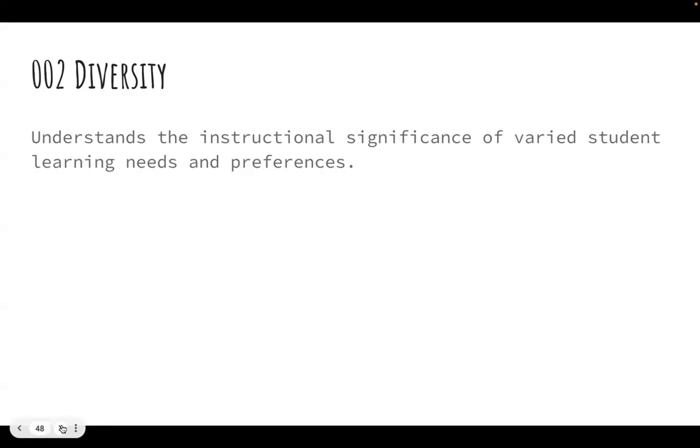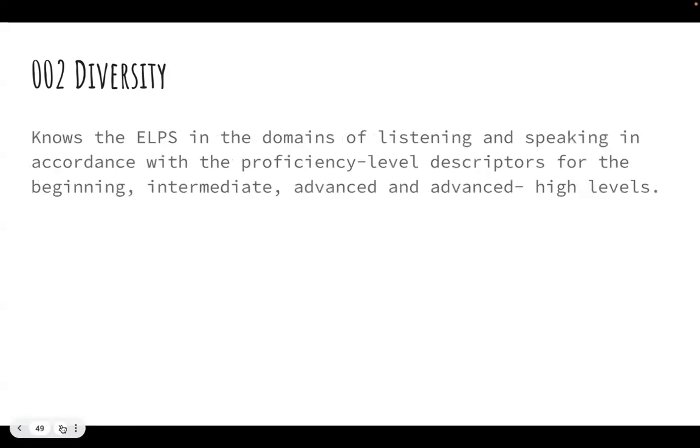All of them are resources for each other, for you. Utilize all of the resources that are there. Understand the significance of the varied learning needs and preferences, and find ways to maximize support of that. Knows the ELPS, your English language proficiency standards, and that's in your Google Drive, for the domains of listening and speaking. And those are the ones that we build on first, right? You're never going to jump to reading and writing first.